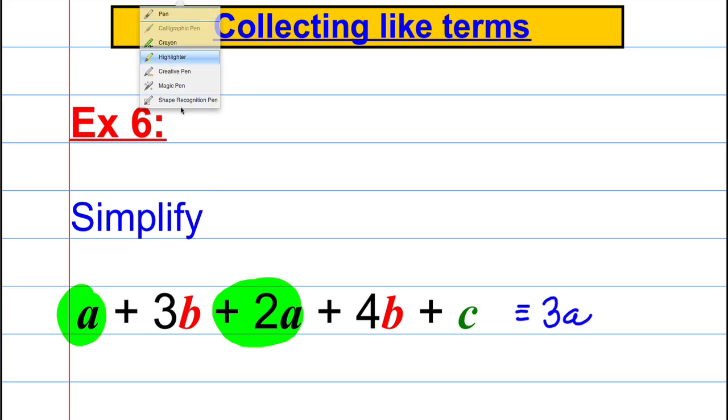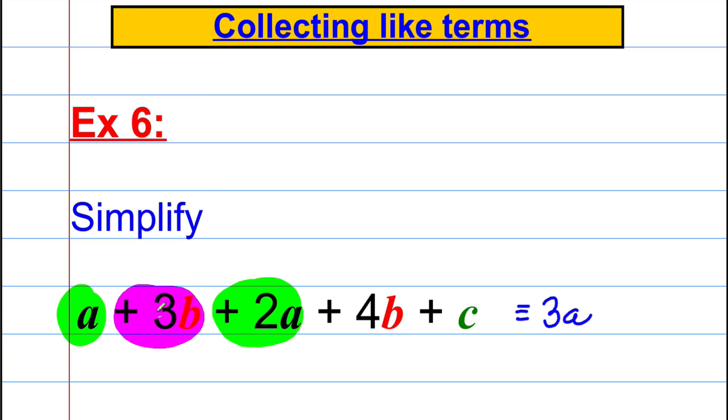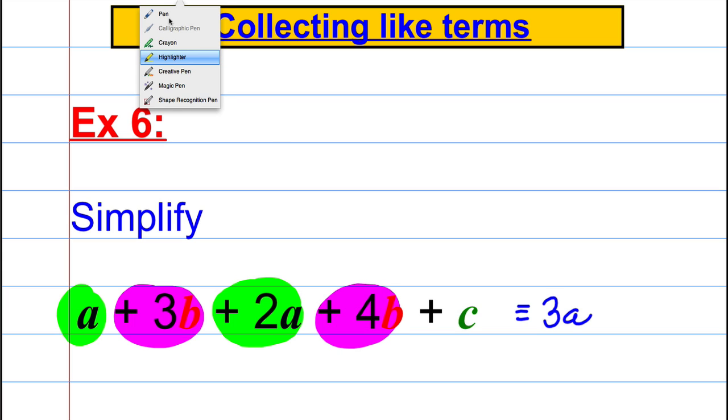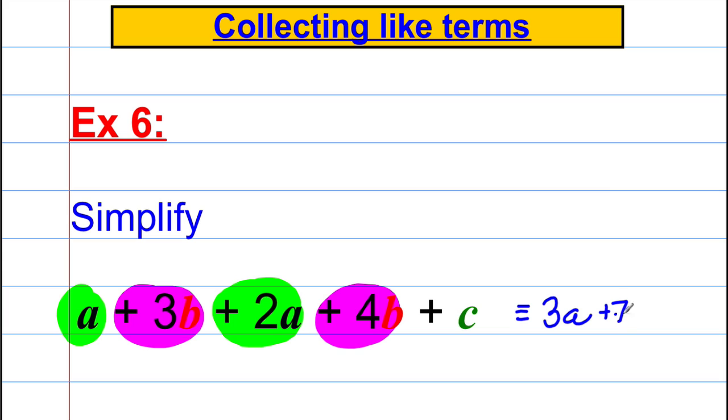Then we've got ourselves 3b's, and we're going to add 4b's. So we've got ourselves plus 7b's. And lastly, we've got ourselves a leftover positive c here, so we're going to write that as plus c. A's, B's and C's are to be kept separate.